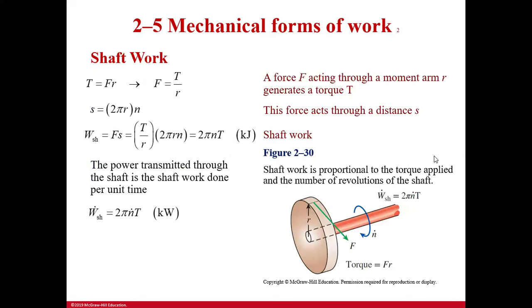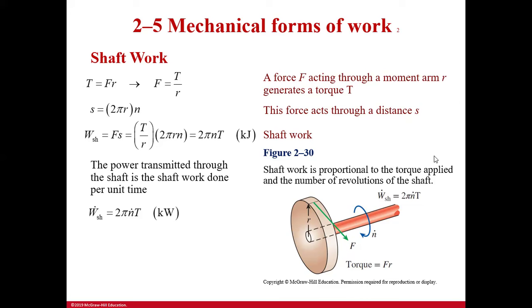Shaft work is given as torque T equals F times r. From that we derive F is torque divided by r. What is S? It's 2 pi r n. 2 pi r is the circumference of the circle that is moving, multiplied by n, the number of times that it is rotating. So work is force times distance, where force is torque divided by r, multiplied by S, which is 2 pi r n. So ultimately it becomes 2 pi n T, the shaft work.